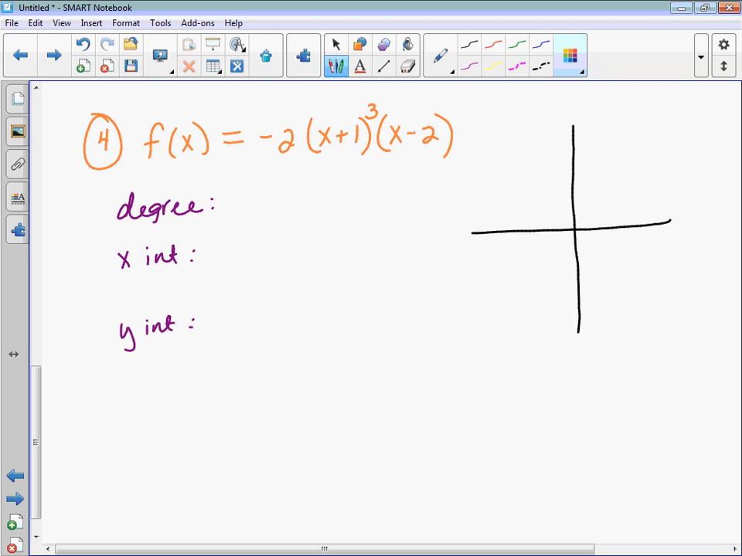Okay, what is the degree? 4. 4, yes. We okay with that? Sure. I'll take it. You got 3 here, right? 3. And what's here even though we can't see it? 1. And 3 plus 1 is 4. So think about what the ends of your graph are doing now. It's an even degree and you've got that -2 in front. Okay?